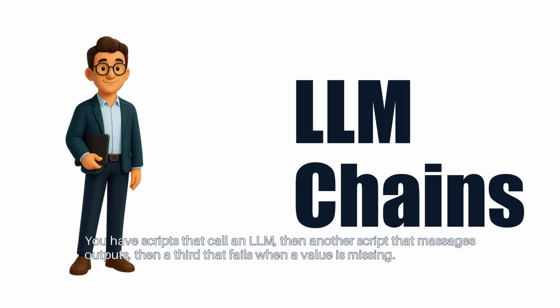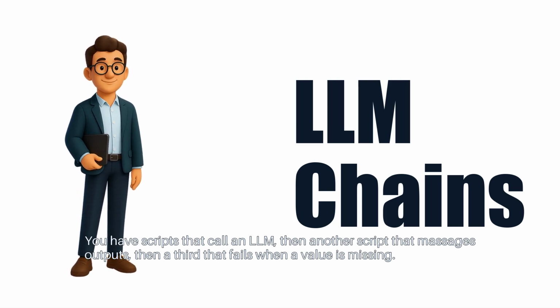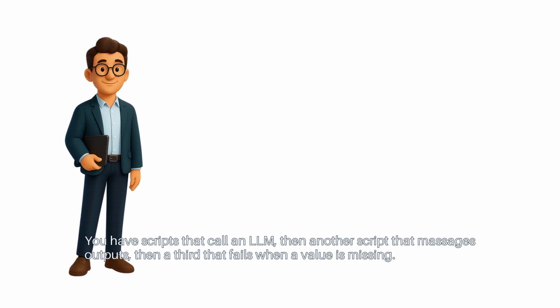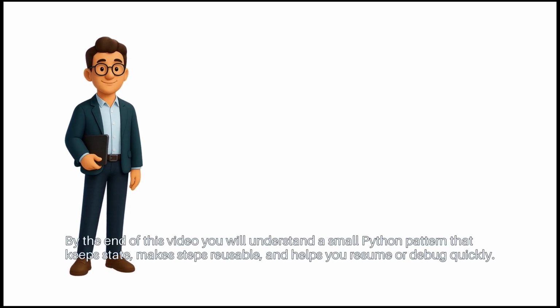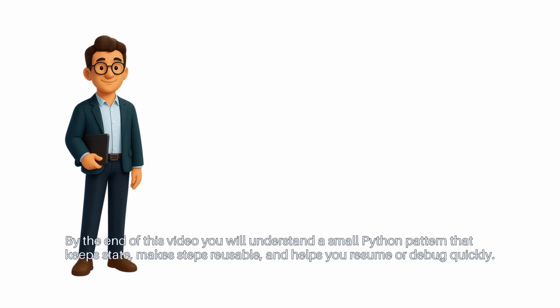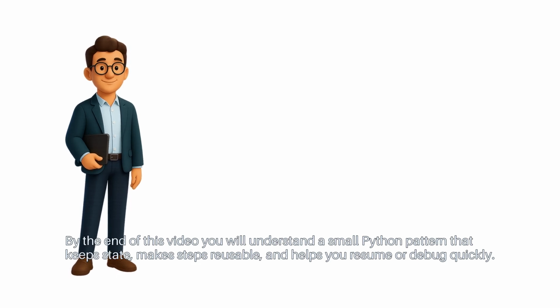You have scripts that call an LLM, then another script that massages outputs, then a third that fails when a value is missing. That fragmentation costs time and creates bugs. By the end of this video, you'll understand a small Python pattern that keeps state, makes steps reusable, and helps you resume or debug quickly.